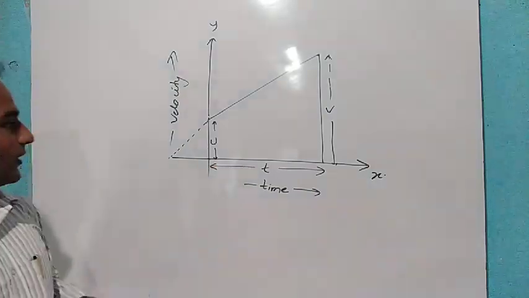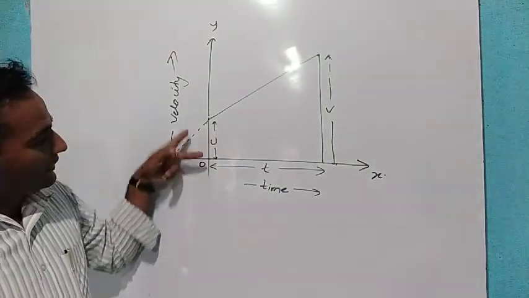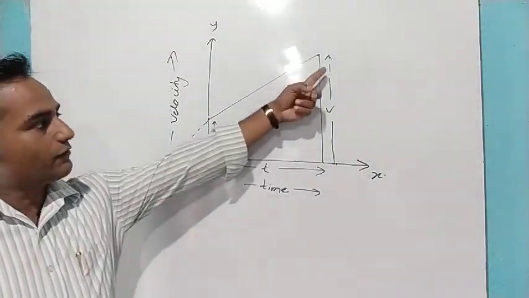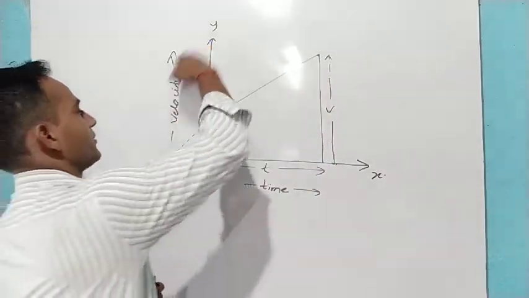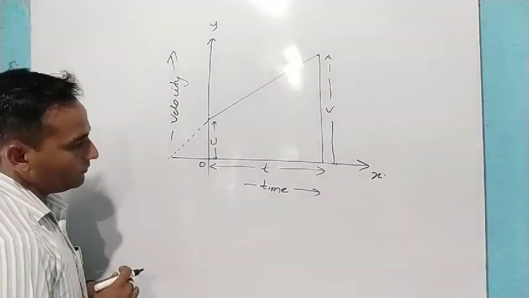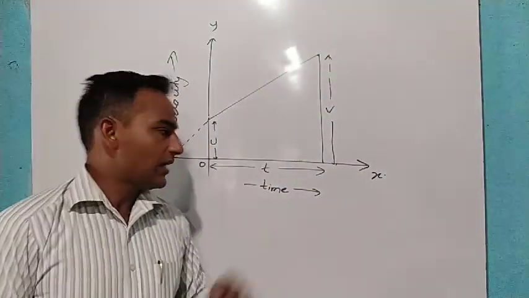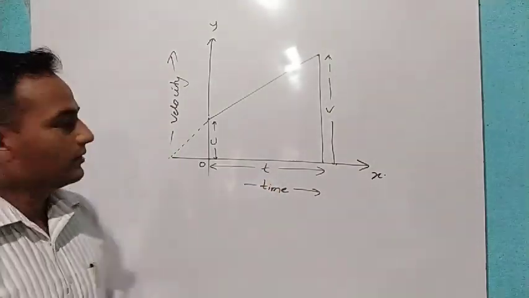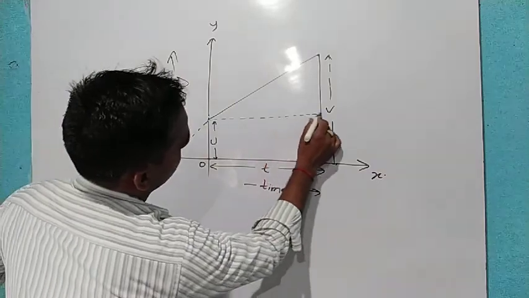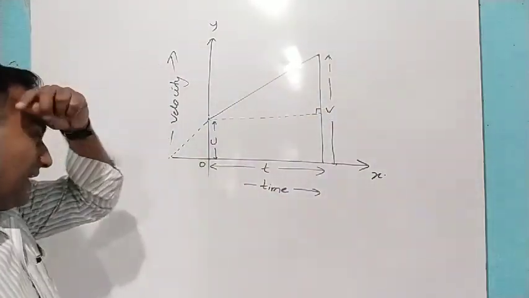Listen very carefully. Any object with initial velocity u is moving. After a time interval t, now its final velocity is v. Because this is a velocity time graph, this is velocity, this is time. So the object's initial velocity is u, final velocity is v after a time interval t. This much we have. Let us draw a perpendicular line from here to this line. This will be 90 degrees.